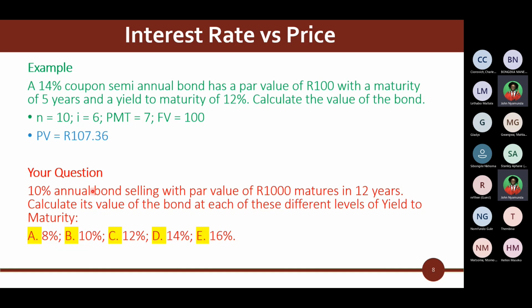So in your calculator, PMT put 100, because it's 10% of 1,000. 12 is your N still. FV is 1,000, ladies and gentlemen. Your I is 14. PV, what do you get? D, ladies and gentlemen, D. What are you getting? PMT 100, FV 1000, N 12, I 14. Grab the present value. What do you get?